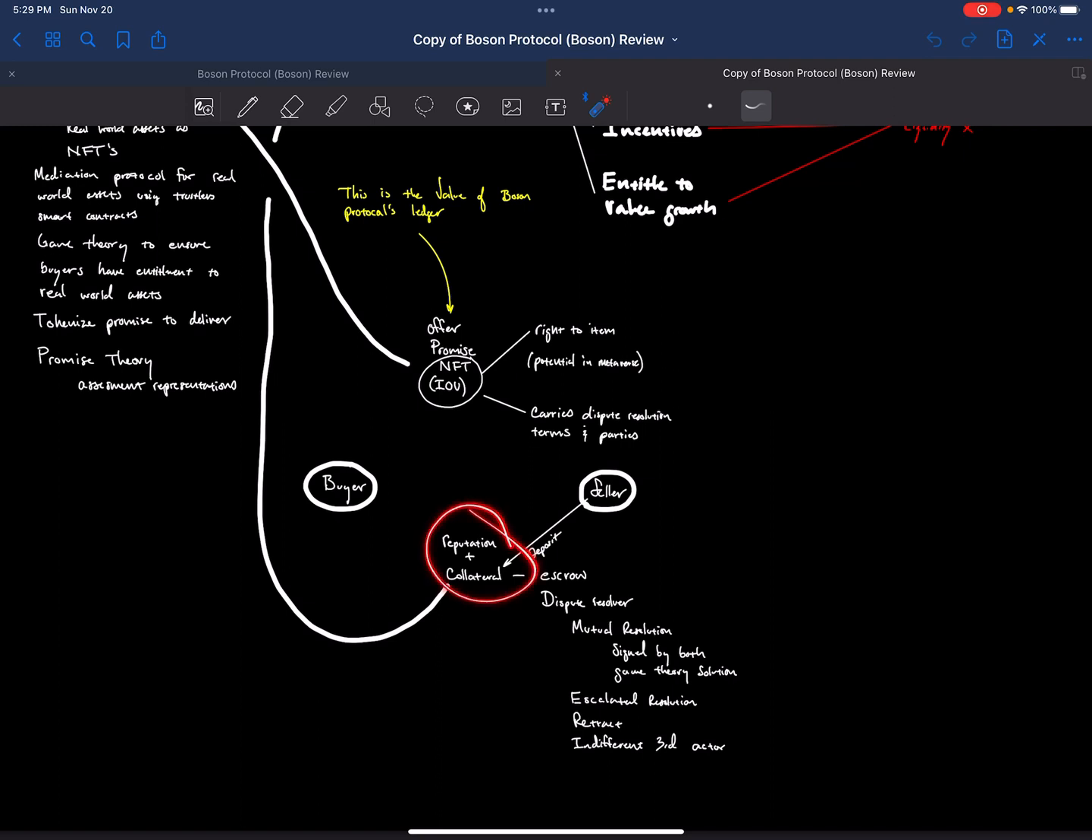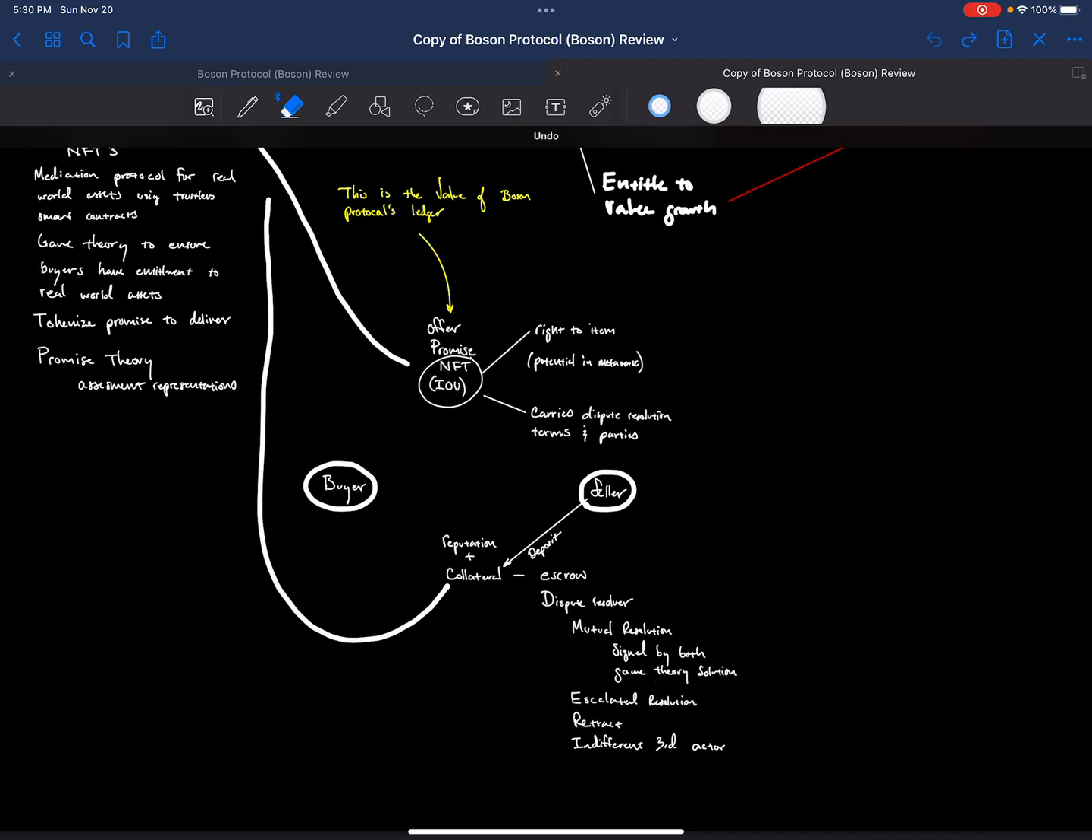And they can also have reputation. So the reputation plus the collateral can help establish the preliminary needs for these NFT IOUs. And they're at the degree of escrow contracts with the Boson Protocol. And it has a dispute resolution mediation process if things rise up the ranks of dispute resolution. The beginning is the mutual resolution, which is signed by both, and it uses this series of game theories in order to reach a resolution.